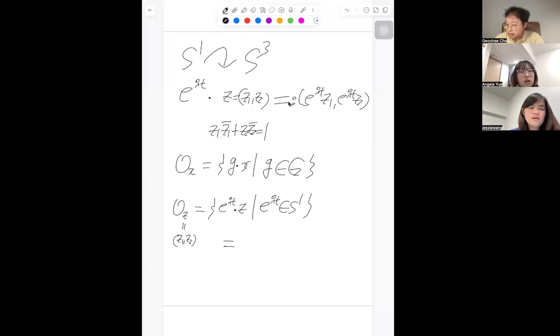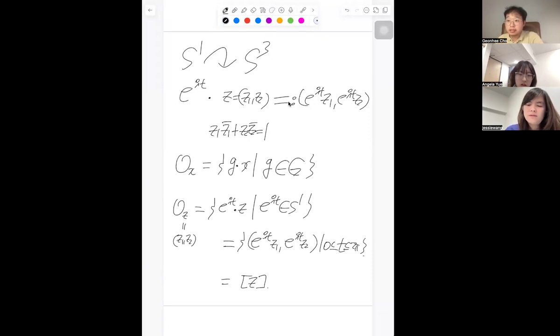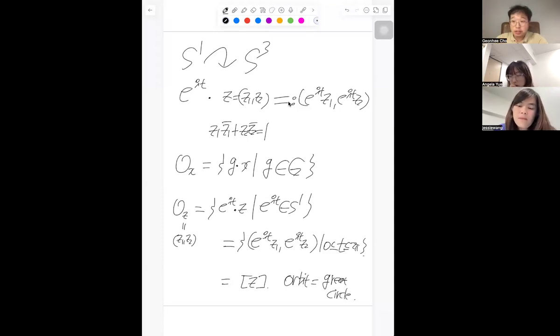Then this is the same as what? e to the it z1, comma e to the it z2. And this condition, the requirement, just means t is from 0 to 2 pi. What is it? This is exactly the bracket of z. Do you agree? And in the context of the group action, this is called the orbit. So orbit just means nothing but the gray circle. Do you match? So you start from the S3. This corresponds to the orbit, but in general, just a group, just a gray circle. I think this gives more intuition, but it's just the same thing.